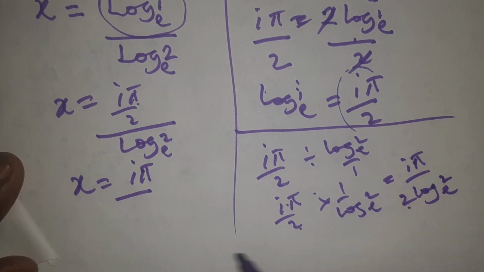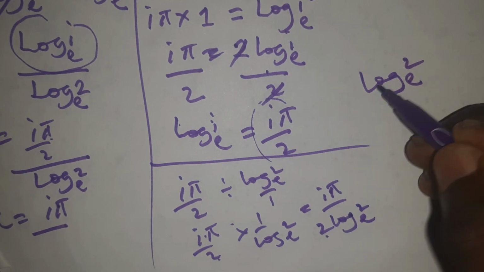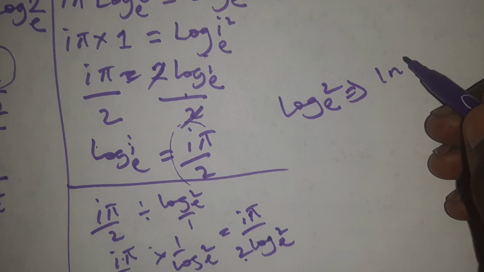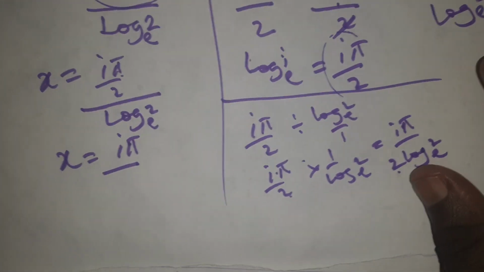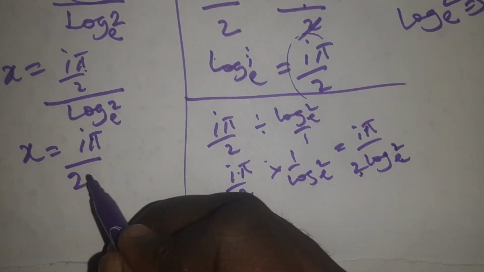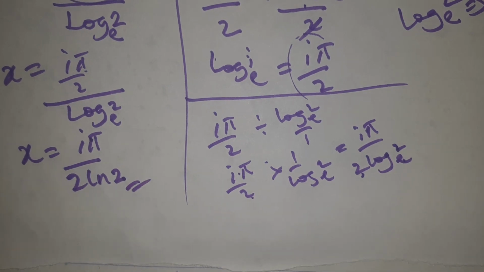Of course, we know that if the log is having a base of e, we can write it as ln. So they are the same. So we can now rewrite this, 2 log to the base e, as 2 ln 2. This is the final answer. So that's it. It's very simple.